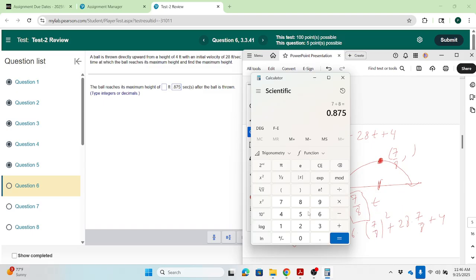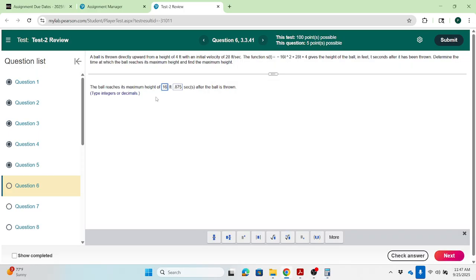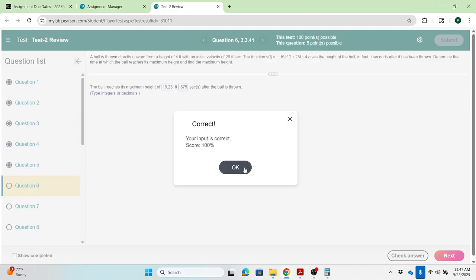This is the 7/8. Square of that, times 16. There is a negative sign in front of it, so make this one negative, and then plus 4. I'm adding this 4, and then this one, which is plus, I'm going to do in parentheses, 28 times 7/8, parentheses close, and that gives us the answer, which is 16.25 feet. 16.25 feet in 0.875 second. Okay, and that's the answer.